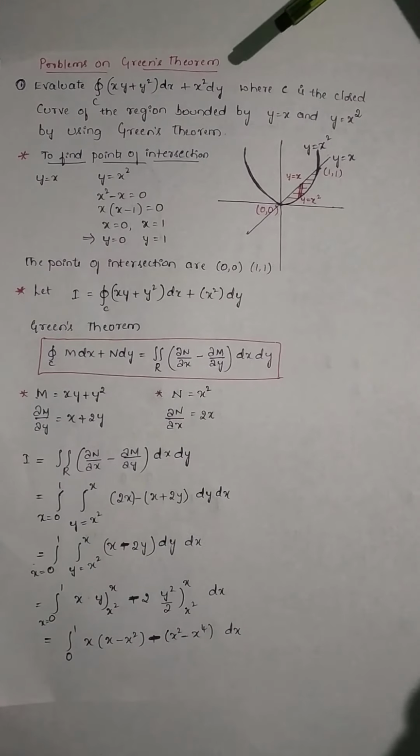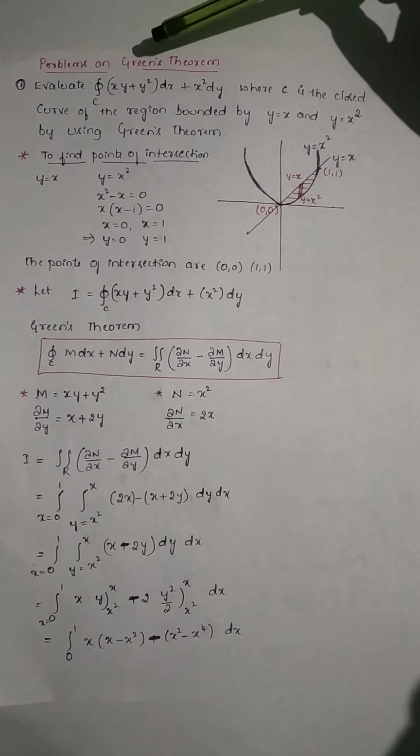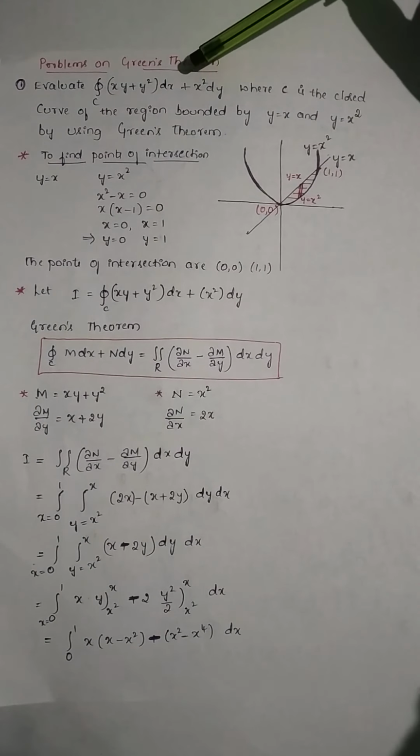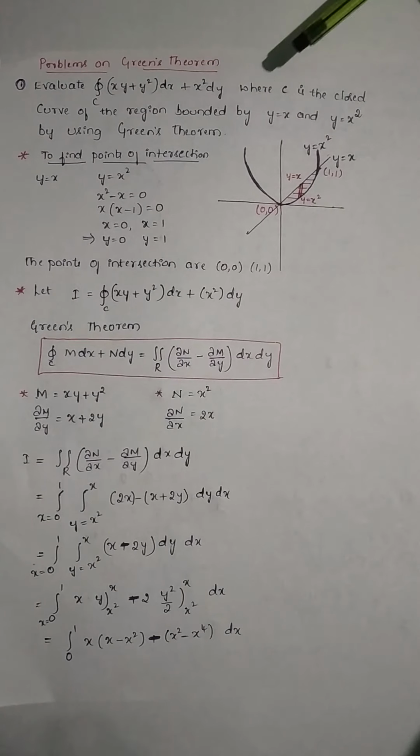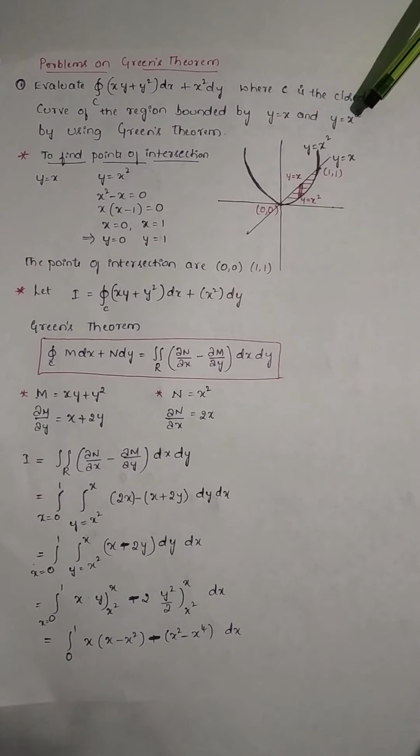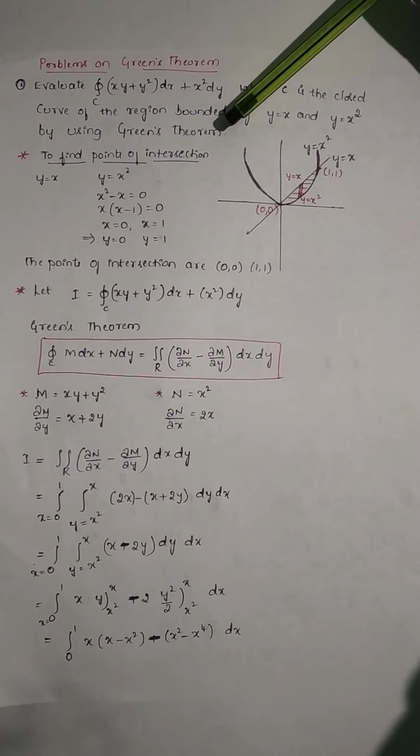In this video we will solve one problem on Green's theorem. The problem is: evaluate the integral over closed curve C of (xy + y²) dx + x² dy, where C is the closed curve of the region bounded by y = x and y = x², by using Green's theorem.